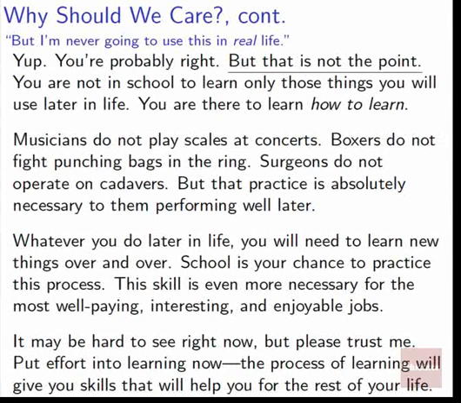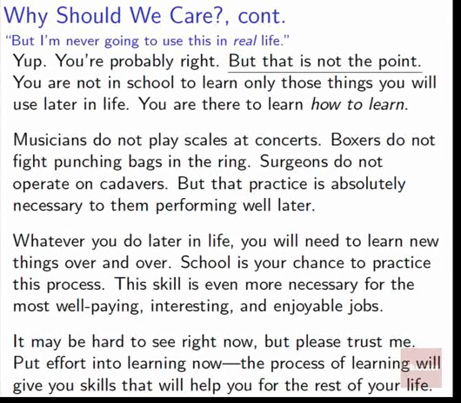So much of any interesting job, so much of whatever you do later in life is going to be learning new things and getting good at those new skills. School is your chance to practice this process. This skill of being able to learn something, get good at it, and use it is what you're learning right now, and it is absolutely necessary if you want a job that pays well, is interesting, or is enjoyable. And if you want one that is well-paying, interesting, and enjoyable, you are definitely going to have to be able to learn lots of things quickly on the fly and do whatever you need.